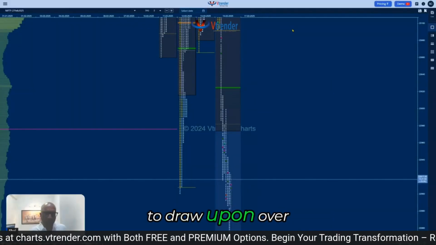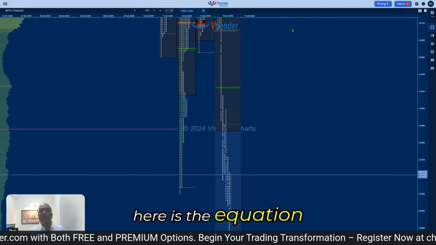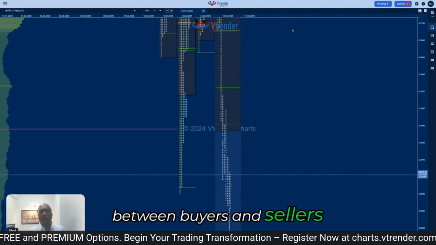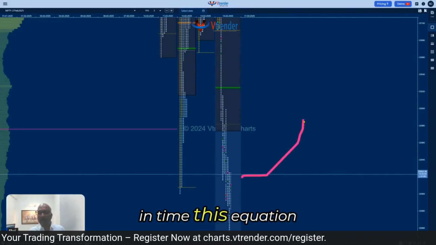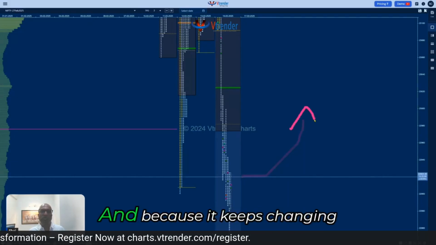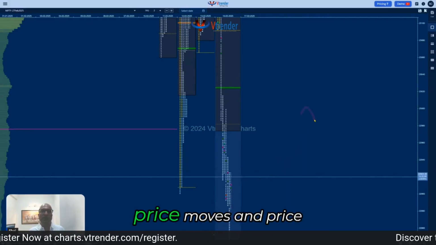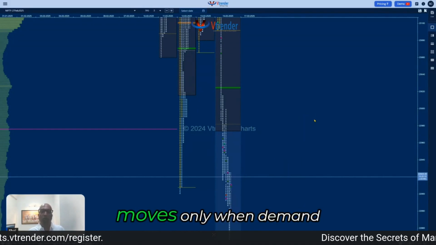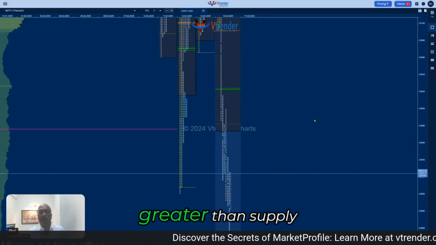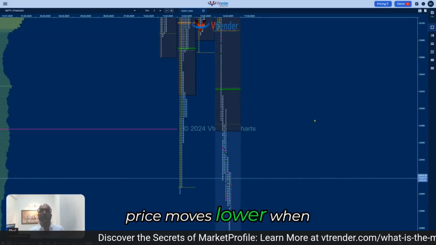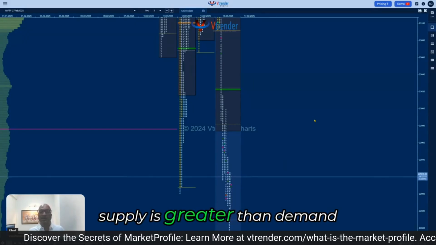But what I want to draw upon over here is the equation between buyers and sellers, or demand and supply. At every point in time, this equation keeps changing, and because it keeps changing, price moves. Price moves up only when demand is greater than supply. Price moves lower when supply is greater than demand.